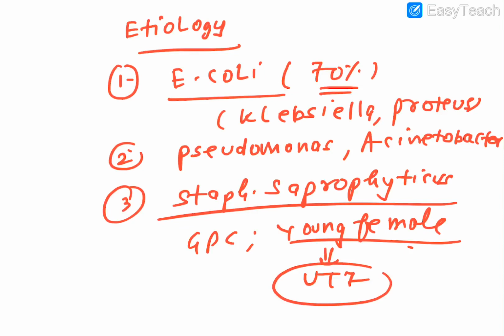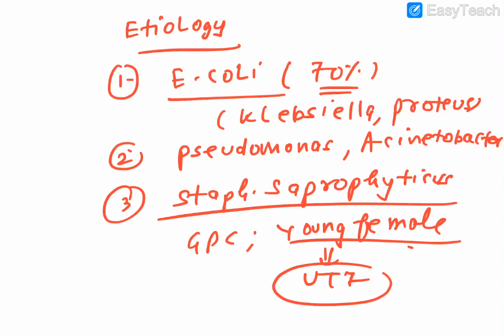And if somebody asks you which is the most common cause of nosocomial as well as community acquired UTI, obviously the answer is E. coli. This is the most common nosocomial infection also. In the hospital, this particular E. coli causes UTI, and it is also very common in hospitals as the causative organism.